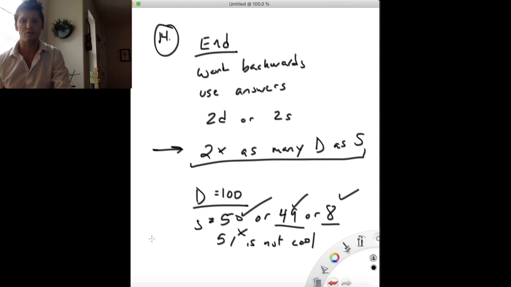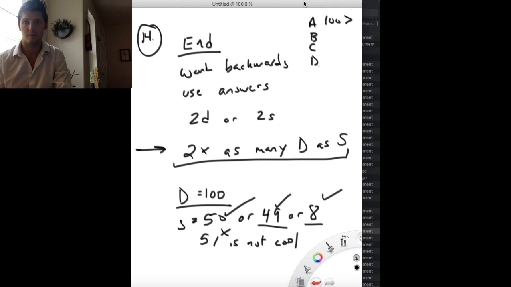So look, answer choice, we can cross off some answers just based on that. I'll put A, B, C, and D up here. Answer choice A works because it proves that if you put in 100 for D and 50 for S, it's cool. If you put in 100 for D and 49 for S, it's cool. Still works. You would be saying 100 is greater than, sorry, running out of space here.